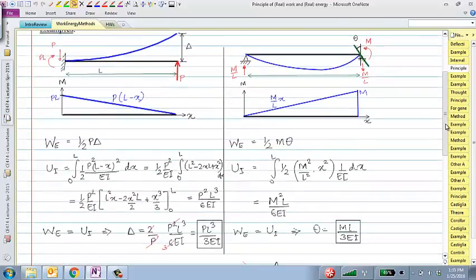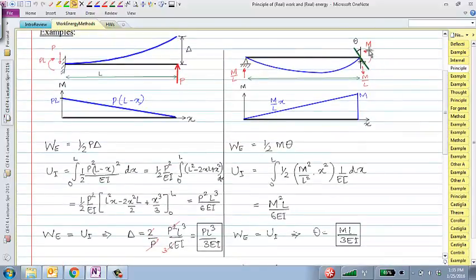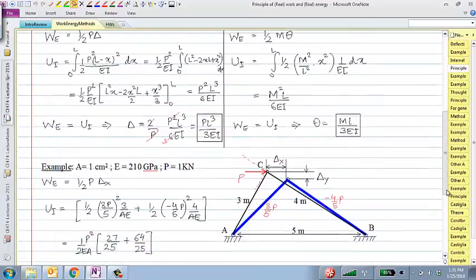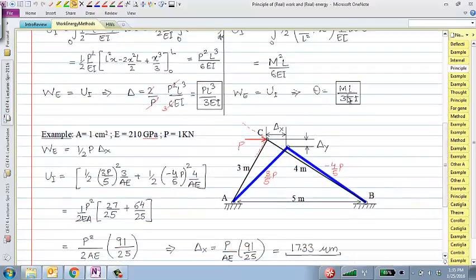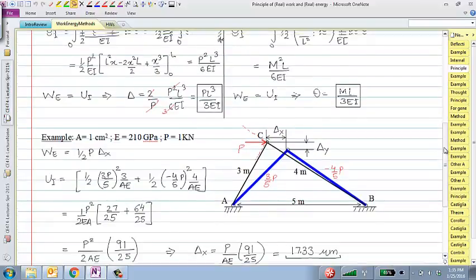Another example I gave you was this one, a simply supported beam with a moment M. Again, the external work was half M theta. Internal energy stored was obtained by the bending moment diagram, half times M squared over EI integral. Equate those two, and we get again the unknown rotation at the end.